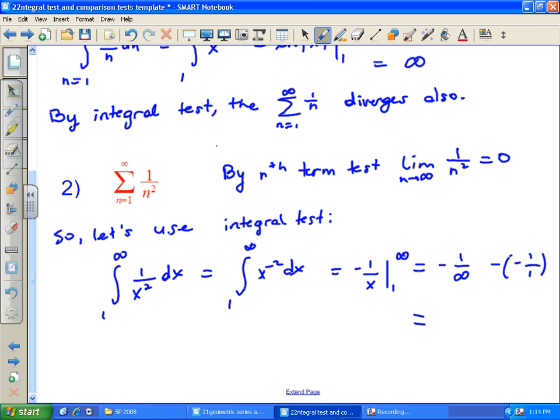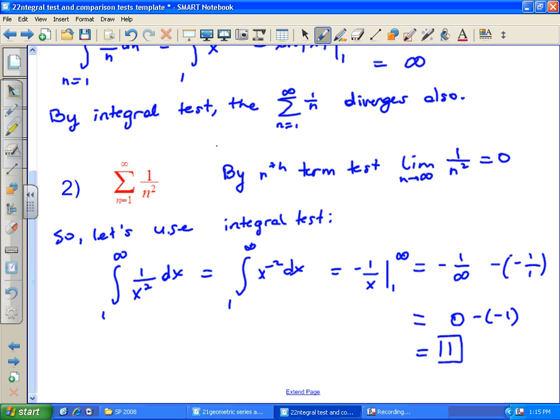So what do you know about that quantity? If the bottom keeps getting larger and the top is a constant, what is the ratio going to be? Anything over infinity is 0. Correct, it will approach 0. So that part is 0. What are we left with then? Negative of negative 1, in other words, positive 1. So the answer is positive 1.